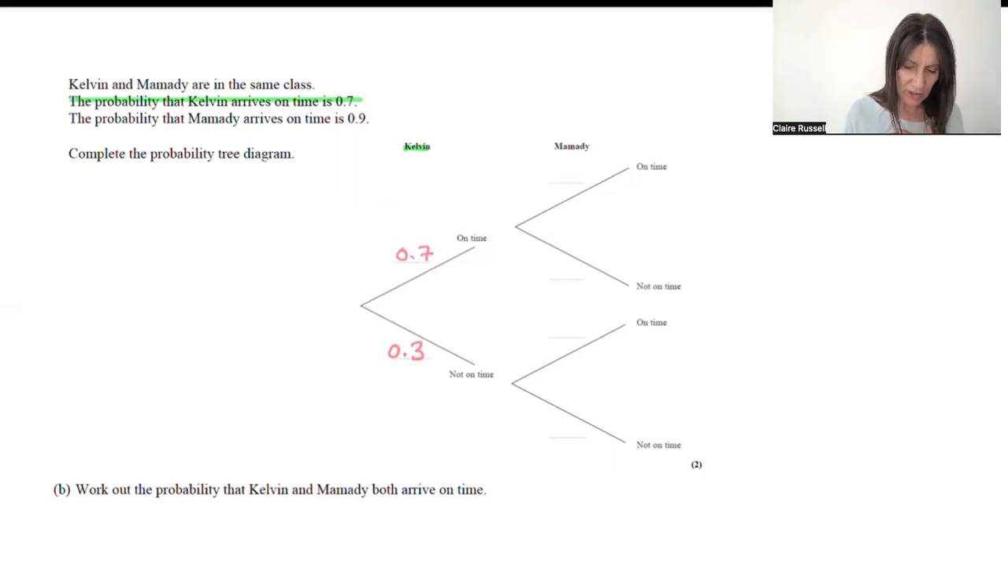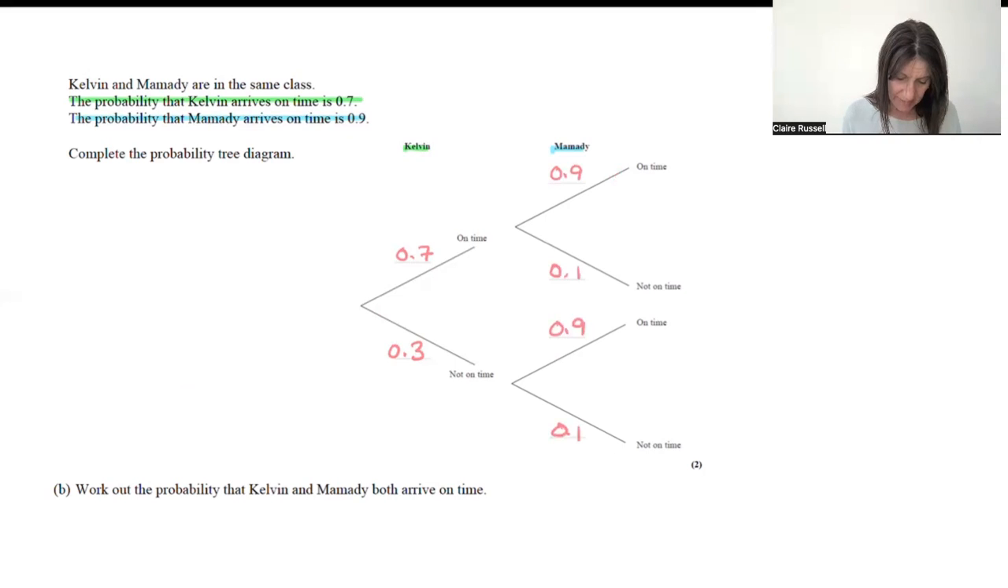Now I can take a look at this line where being on time is 0.9. Okay, so that is all of this section here. So being on time is 0.9, so 0.1 for being late or not on time. And that's not going to change. That condition doesn't change, so that gets repeated.